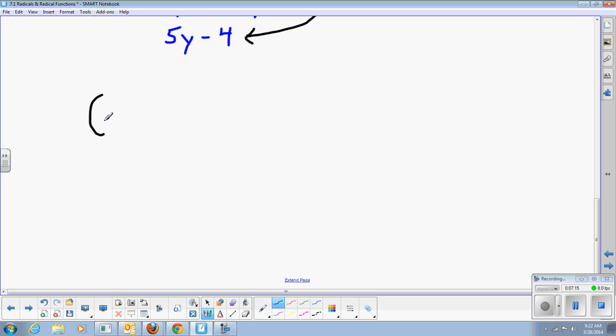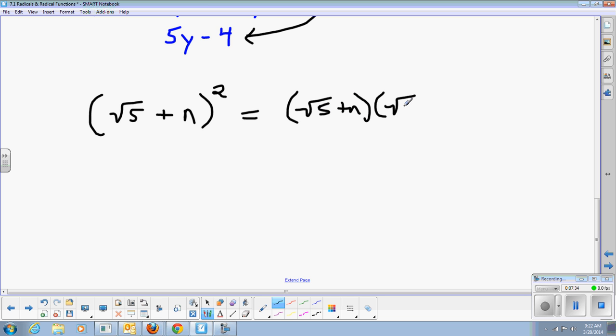You might see something that looks somewhat similar to this, like the square root of 5 plus n, and that is squared. And we have to remember when you see this, that is the square root of 5 plus n times the square root of 5 plus n. And we distribute this way. And if you remember, this one also has a pattern to it. I'll write this out the long way.